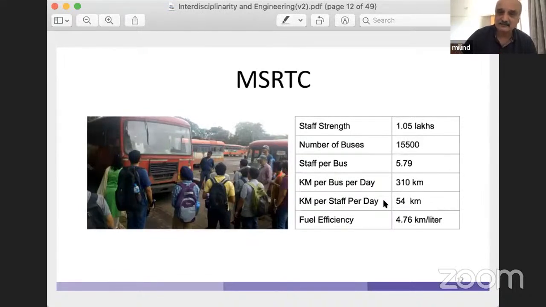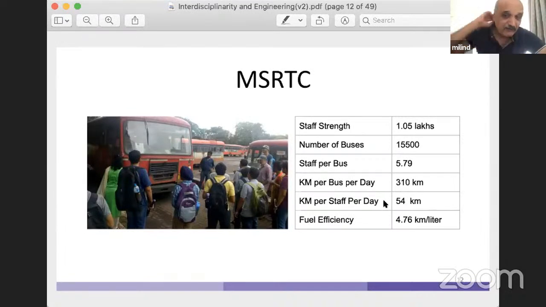So that's the state agency. So it has 1.05 lakh people, 15,000 buses. The number of people per bus is about 5.7. The number of kilometers a bus travels at 310.